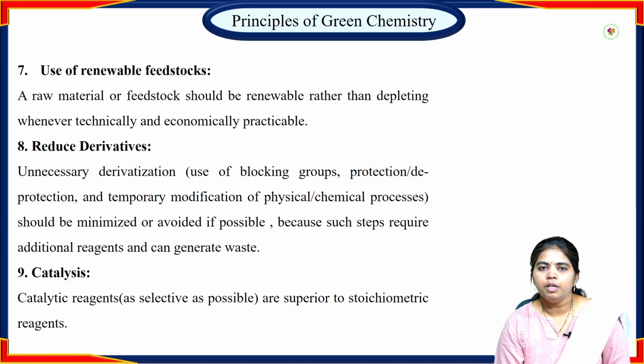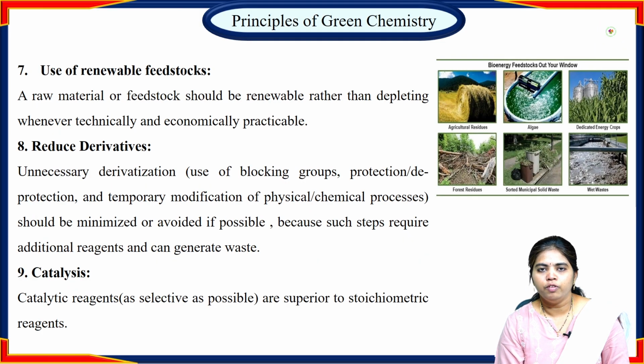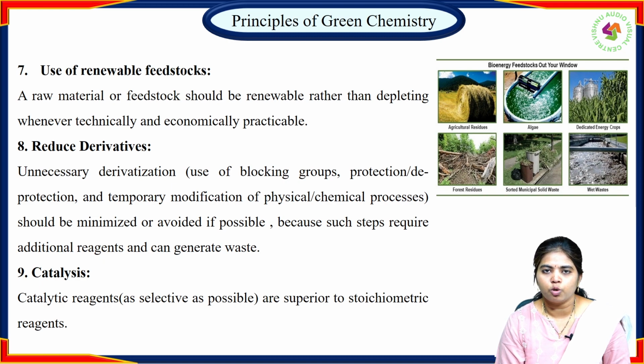And the seventh principle is the usage of renewable feedstock. Most of the bio-related feedstocks can be implemented instead of depleting our fossil fuels. This is technically and economically very practicable, using renewable feedstocks like biomass, algae, forest residues, and agriculture residue. All these can be incorporated in our renewable feedstocks.